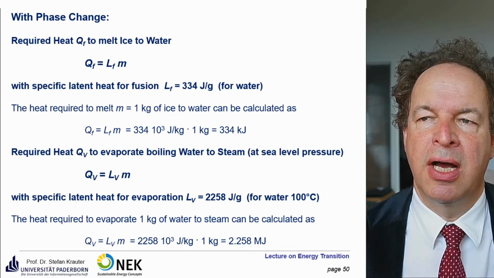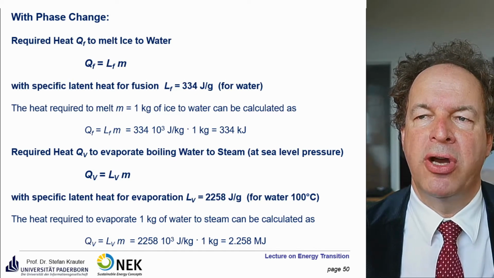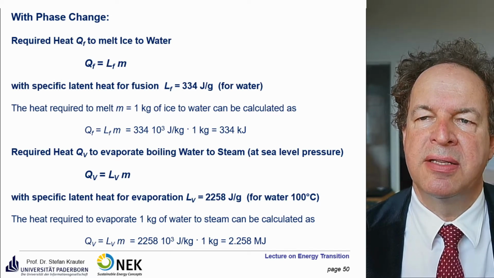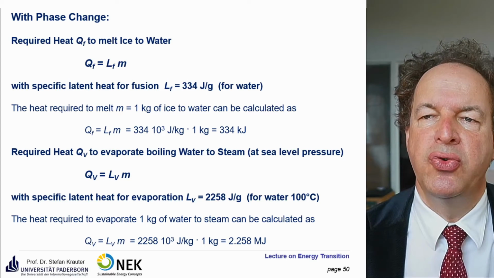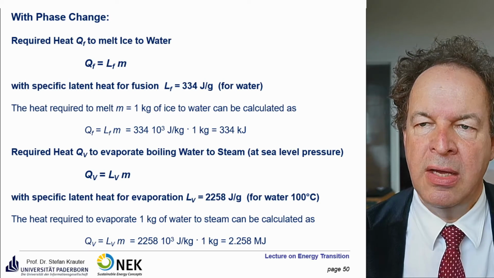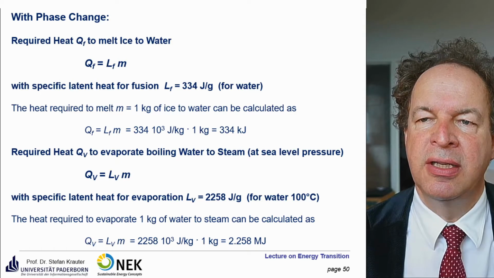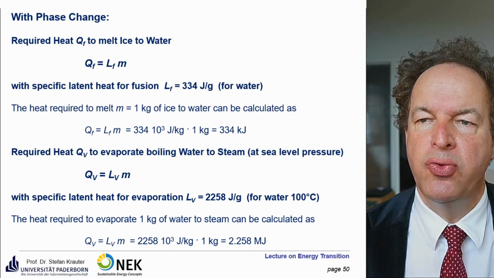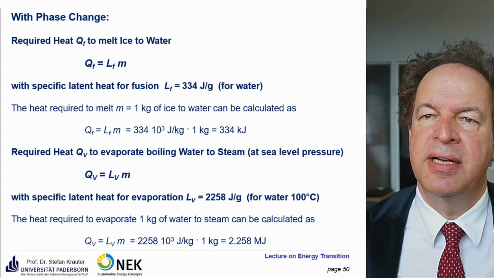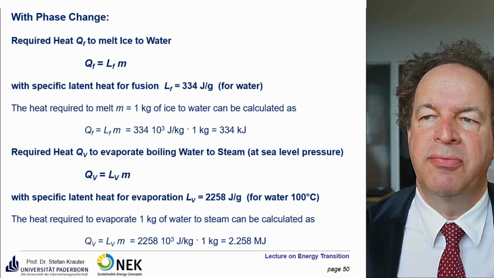If you go further, if you're close to 100 degrees Celsius and you want to evaporate boiling water, you need Qv, the required heat to evaporate it, and that's even higher. That is 2258 joule per gram. For example, if you want to evaporate that 1 kilogram of water, you need 2.258 megajoule to do that. It's about 8 times more than the latent heat from ice into a liquid state.